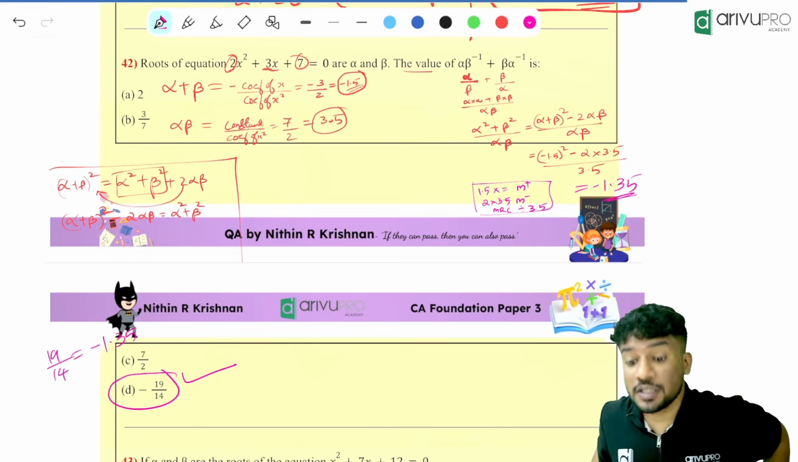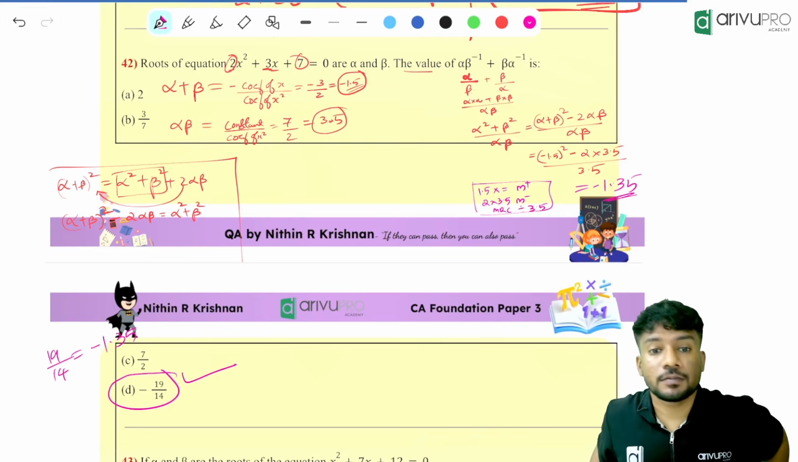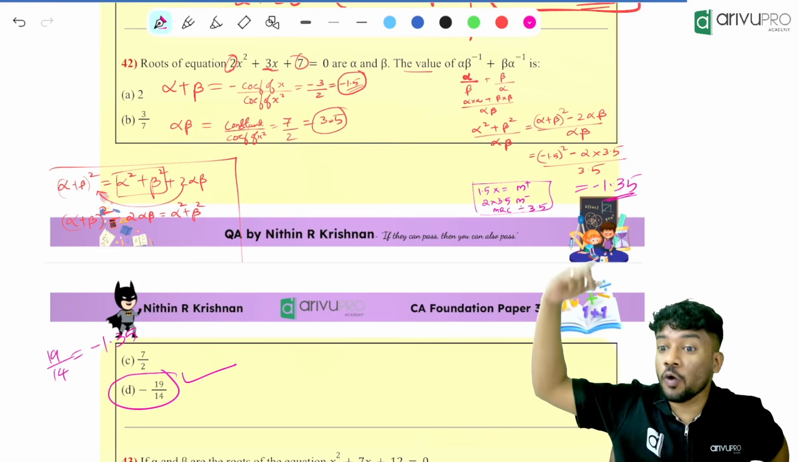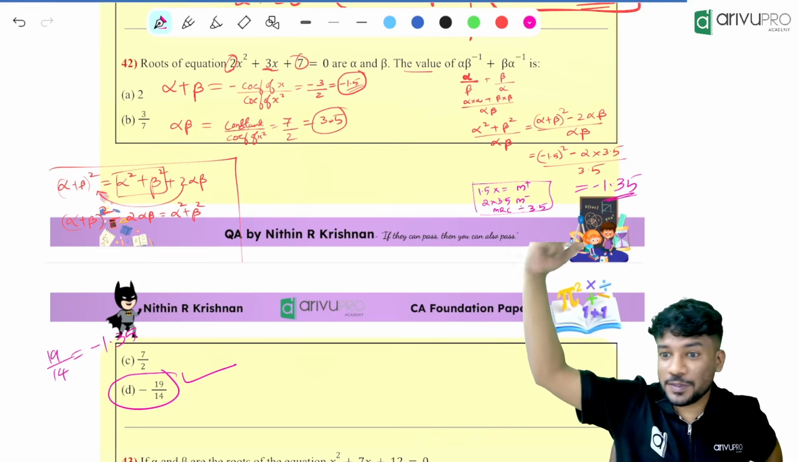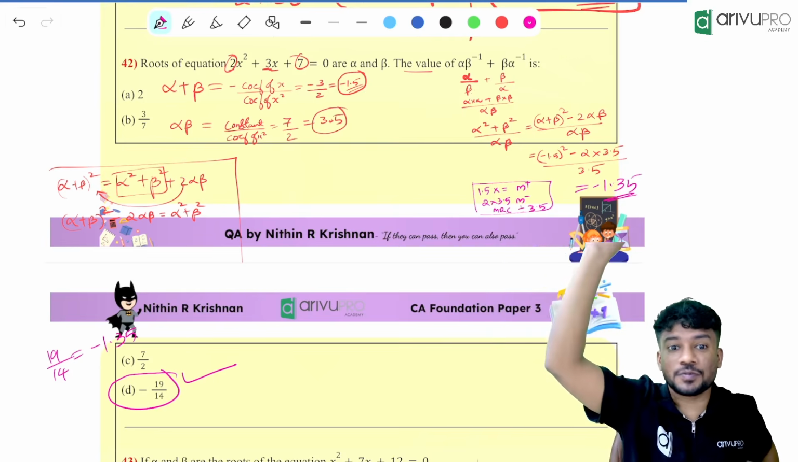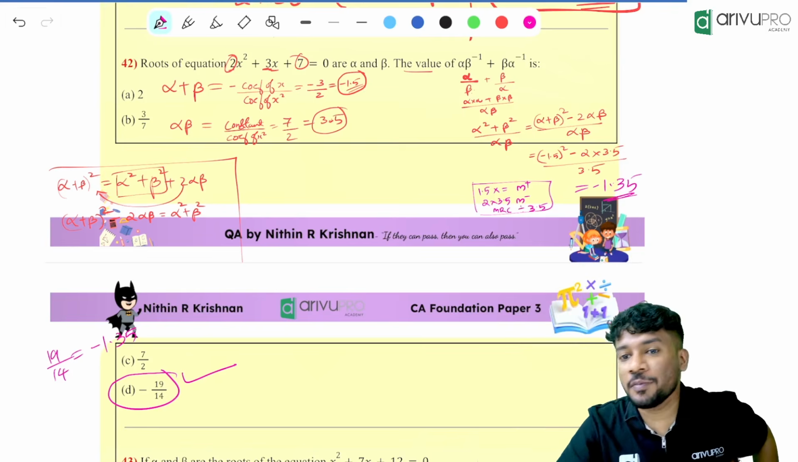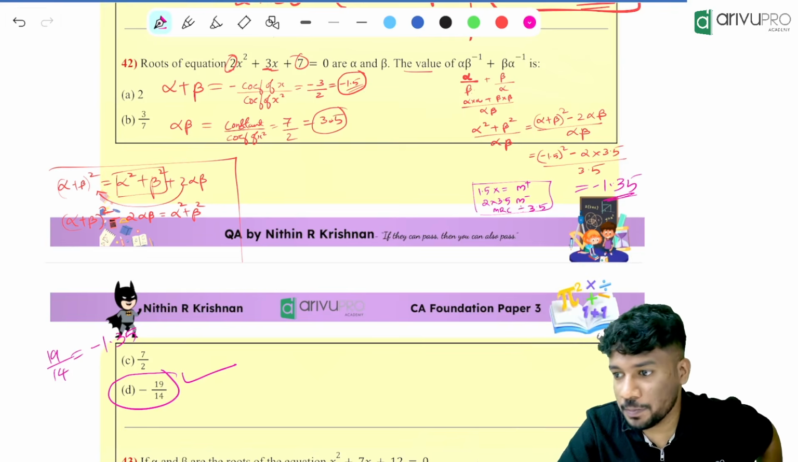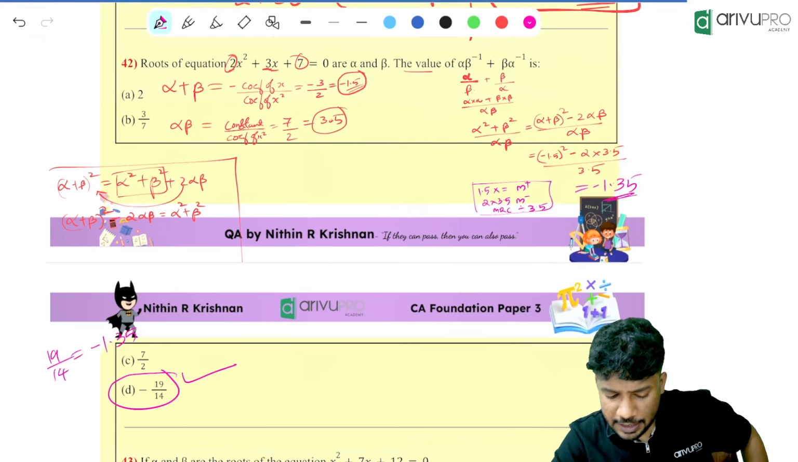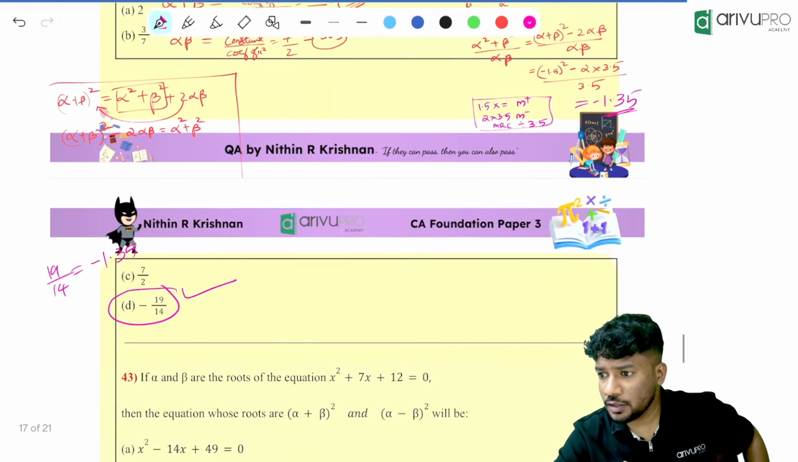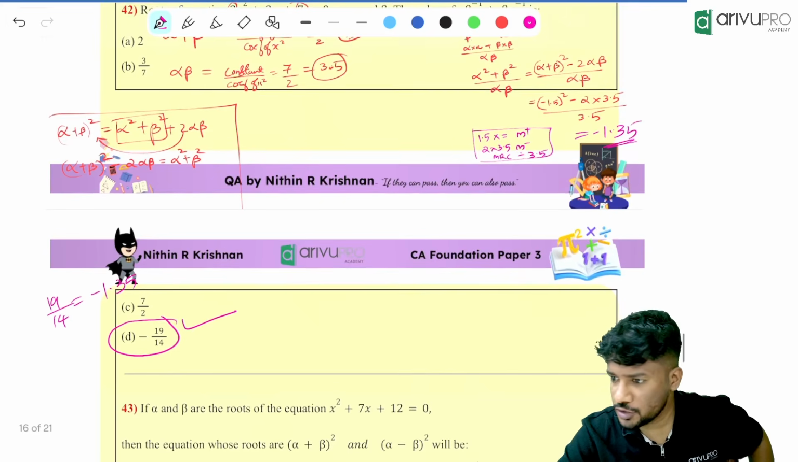Now, in the future, there will be another question based on cubes. That time we will use the a plus b the whole cube formula. A plus b the whole cube is how much? A cube plus b cube plus 3ab into a plus b. Okay. Next question. Everyone, you wrote it? Yes. Understood, right?